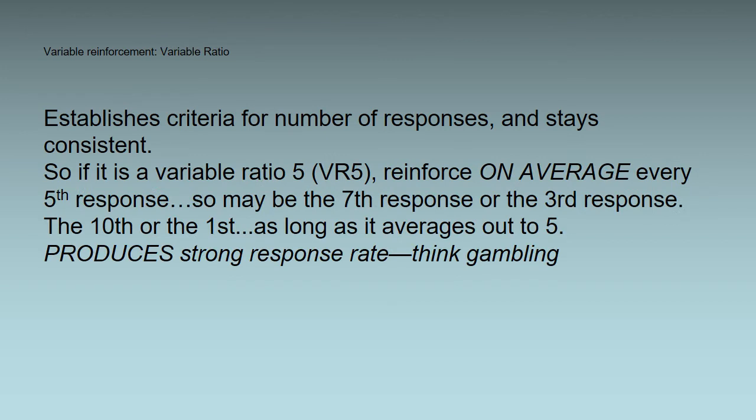A variable ratio, on the other hand, also establishes a criteria for number of responses, and this will also stay consistent. So if it is a variable ratio 5, VR5, we're going to reinforce, on average, every 5th response. So that could be the 7th response or the 3rd response. It could be the 10th or the 1st. As long as over the time frame that you're doing this, it averages out to 5.